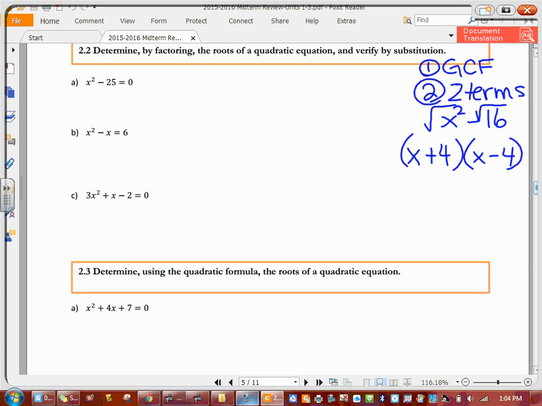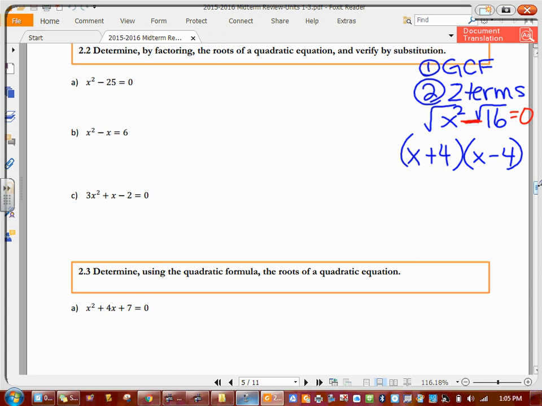Difference of squares means they have to be opposite signs. So one number's positive. In this case, it's the x. So x squared is positive. The 16 is negative. They have to be opposite signs. And again, equals 0. Okay? So that would be considered a difference of squares.